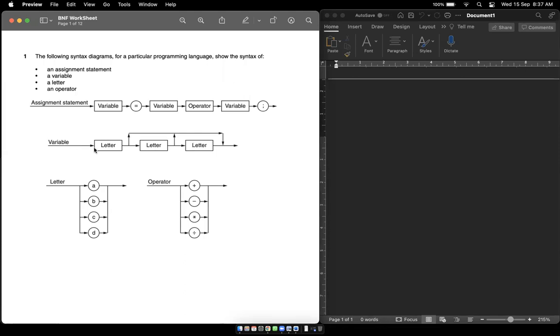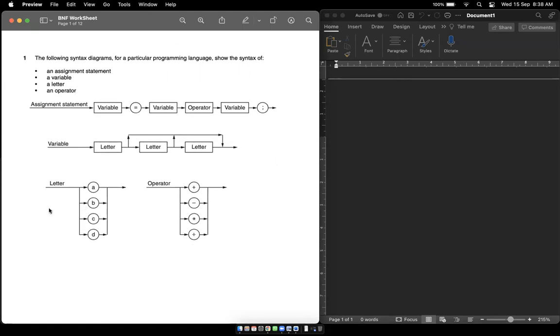After that, since letter itself is a non-terminal, there has to be a definition for what a letter is. And as you can see here, we do have that. A letter can be either an A, or a B, or a C, or a D. Same thing goes with operator. Operator can be a plus, a minus, a multiply, or a divide, like so. So this is the syntax diagram as proposed by this problem.